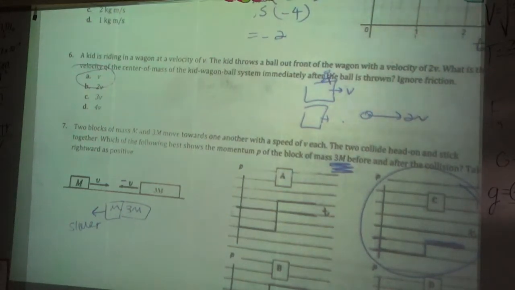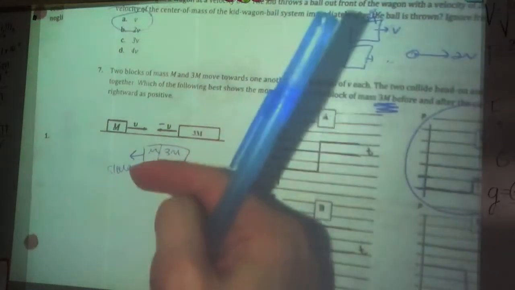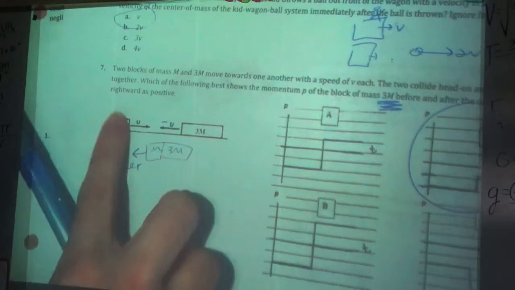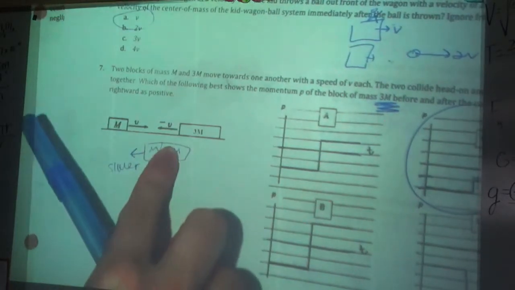Okay, so for number 7, sorry, the video got cut off. We know that it's still going to the left, but it's going to be slower because when these two hit, it's giving some of its momentum to this guy to turn around and go the other way, so it means it lost some of its momentum.